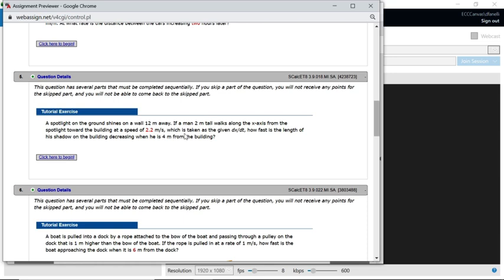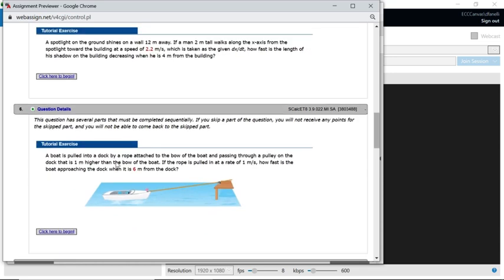In this case, the man is walking toward the building. It's asking how fast is the length of the shadow on the building decreasing when he's 4 meters from the building. Draw a good diagram for this. You should be helped out with that through WebAssign as well. Draw a good diagram and you'll find that similar triangles are going to be very useful here in constructing the relationship between the variables.